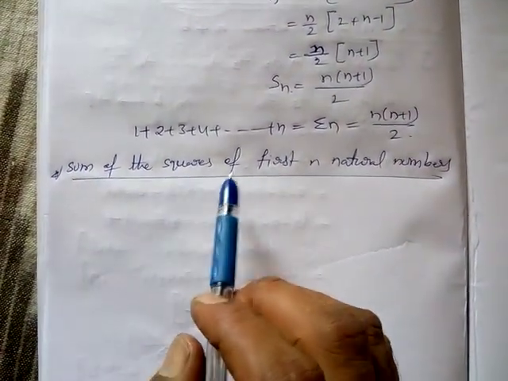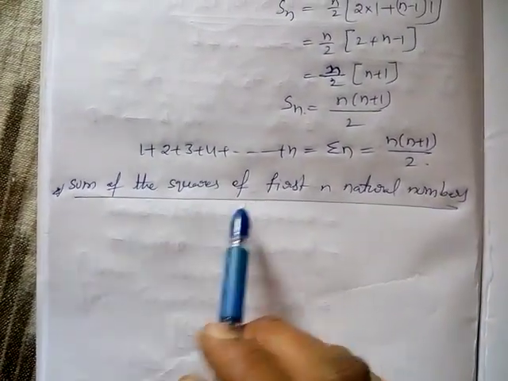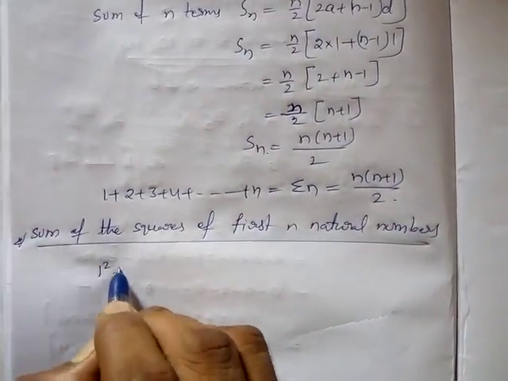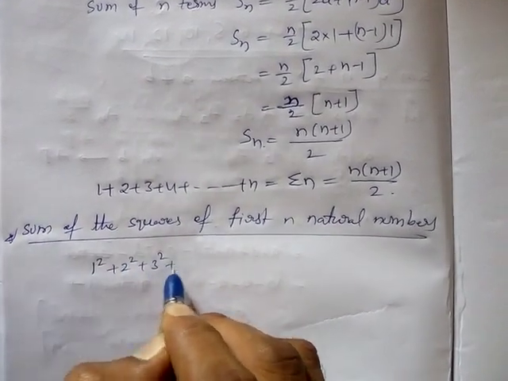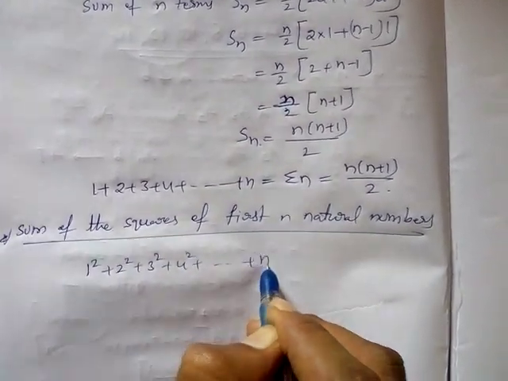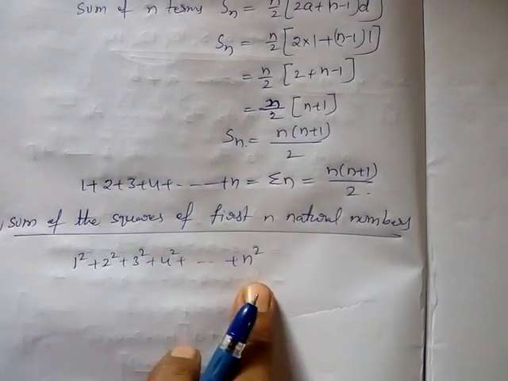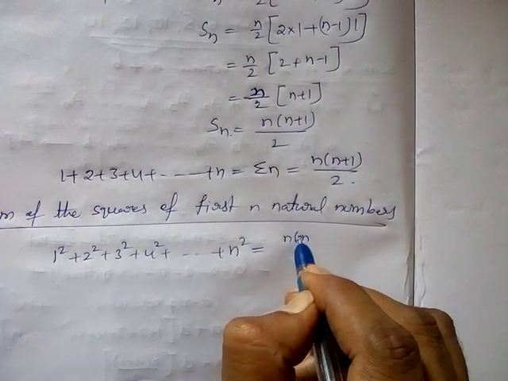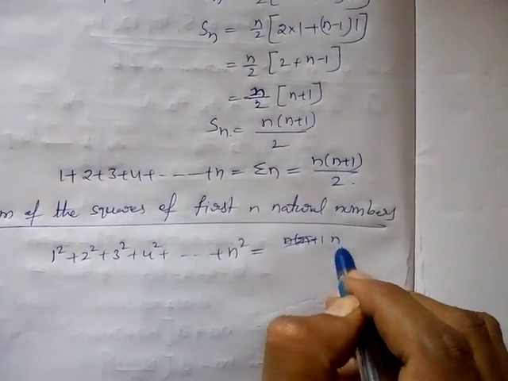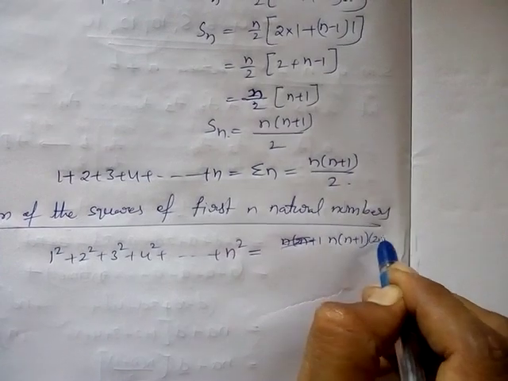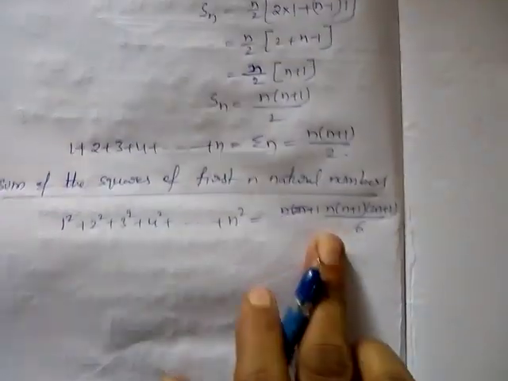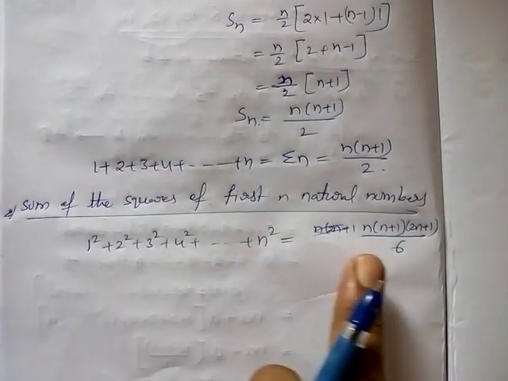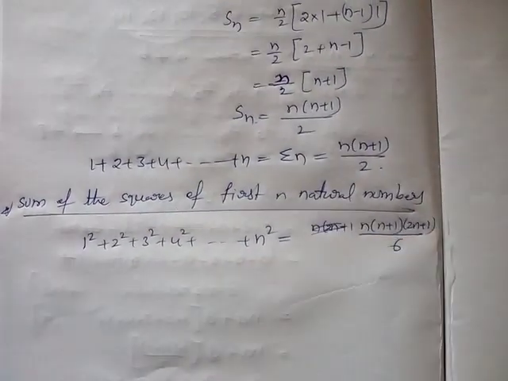Next one, sum of the squares of first n natural numbers. Sum of the squares of first n natural numbers means 1 square plus 2 square plus 3 square plus 4 square up to n square. That is equal to, sorry, n into n plus 1 into 2n plus 1 by 6.